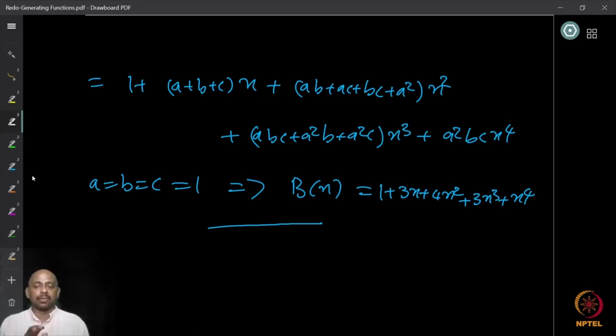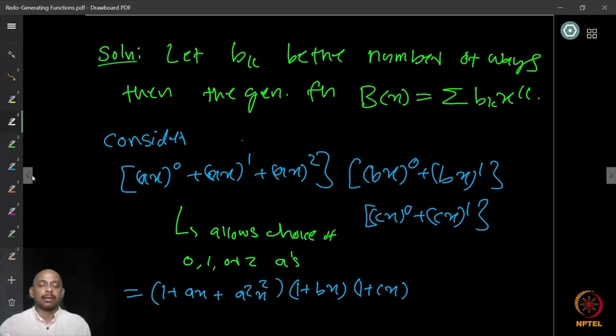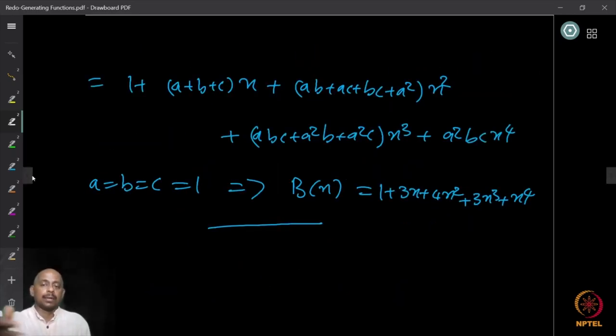If k is equal to 2, there are 4 ways to do it. And if k is equal to 1, there are 3 ways to do it. And if k is equal to 0, there is only one way to do it: choose nothing. So this tells us the solution for this. Let us verify that. One can verify that also for such an equation.